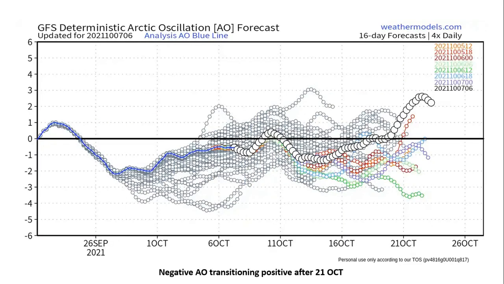Looking at the GFS deterministic AO forecast, again, just like the other model, starting out negative, and then eventually the AO trends more towards neutral around the 11th of October, dips slightly back negative between the 12th and the 15th, but then goes positive towards the end after 21 October. So just in general, negative transitioning to positive phase of the AO after 21 October, according to this model.